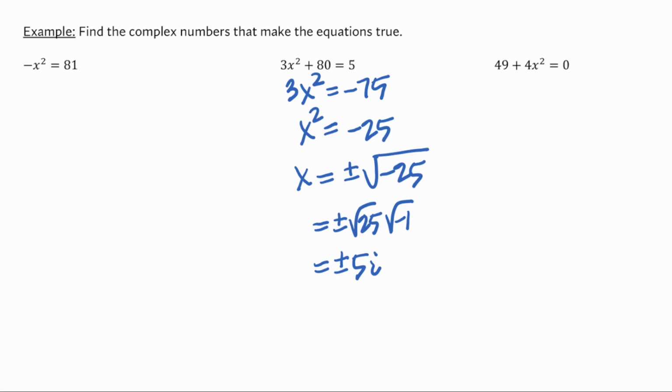So why don't you try the one on either side on your own. Pause the video, work it, see if you can solve it, and then check your work against mine, because it's just going to pop up in a couple seconds.